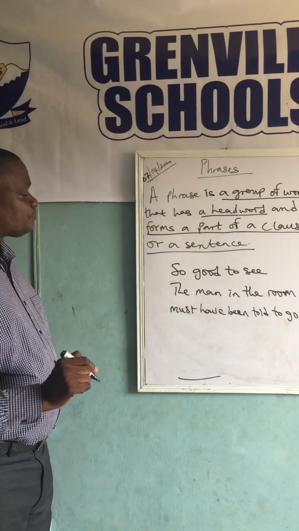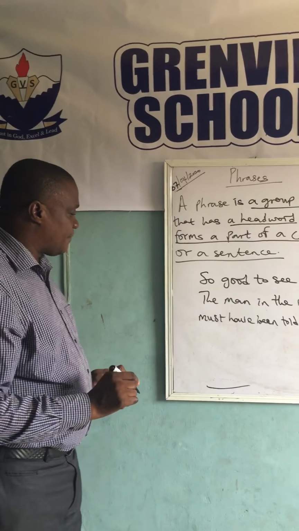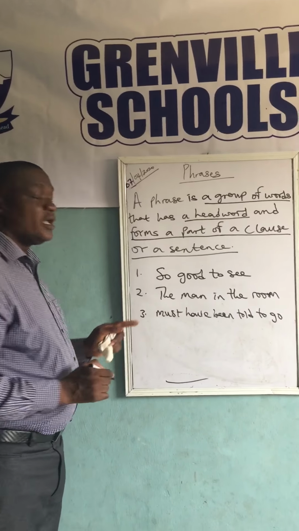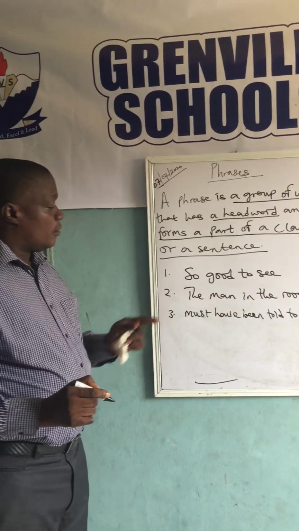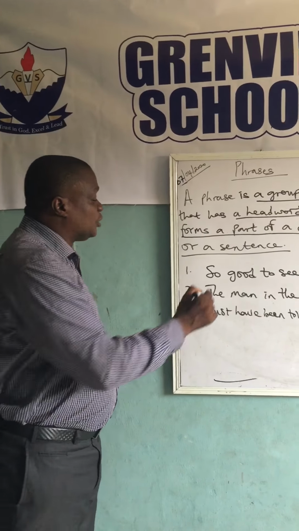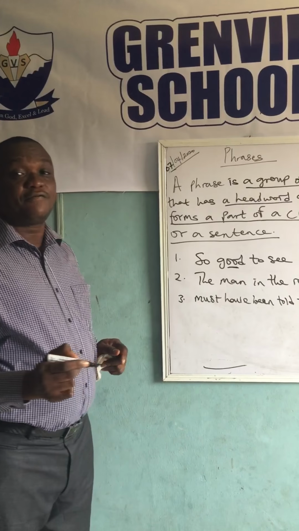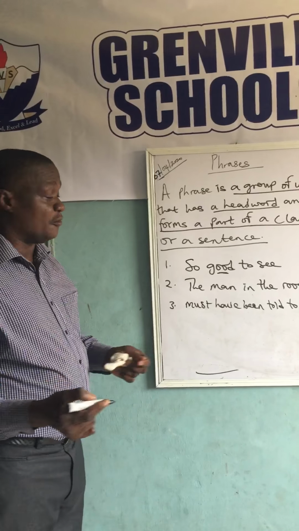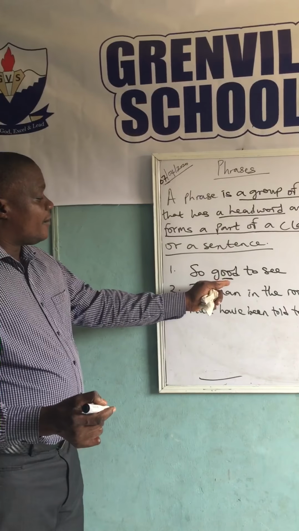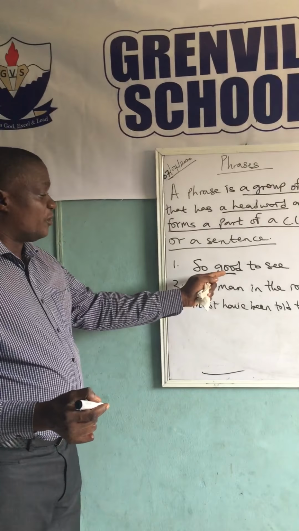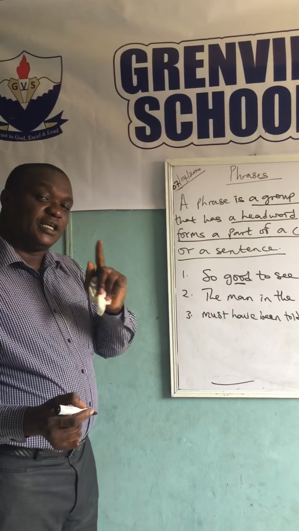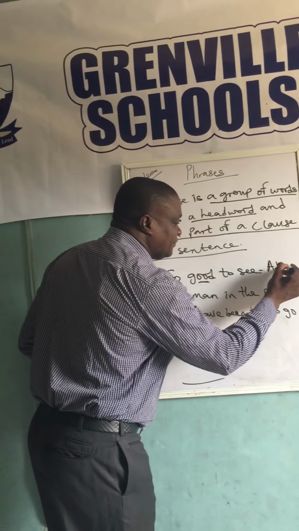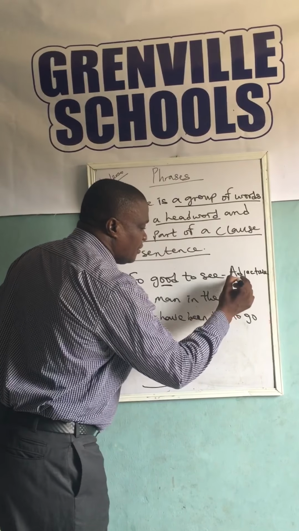Now look at it very well. In the first phrase here, let's call this 1, this 2, and this 3. In the first phrase here, the most important word here is good. Because if you remove good, what you have is so to see, which might not really be meaningful. So good is the headword in this phrase, and good is an adjective. It means this is an adjective phrase.